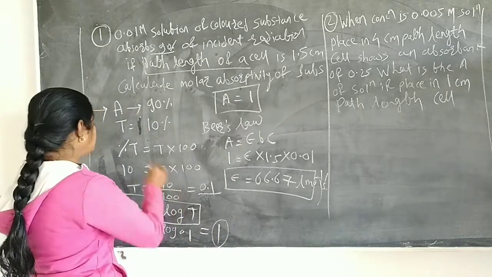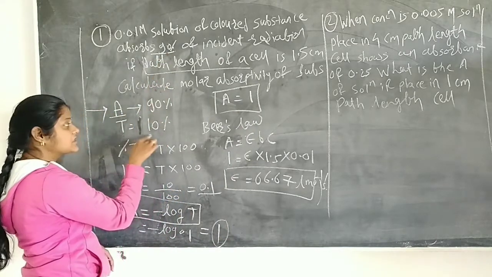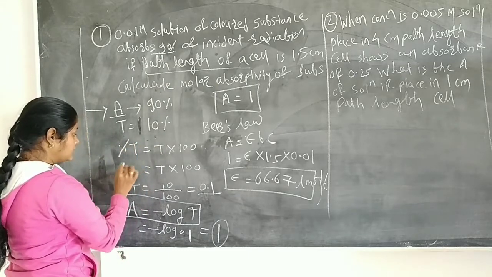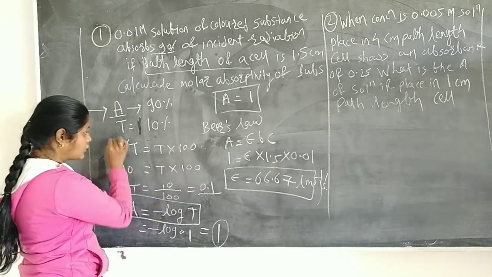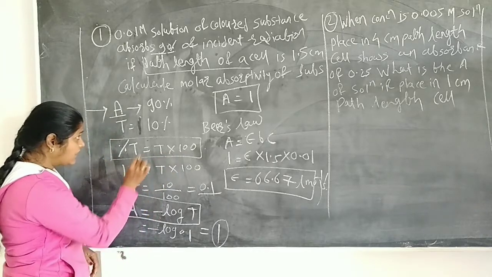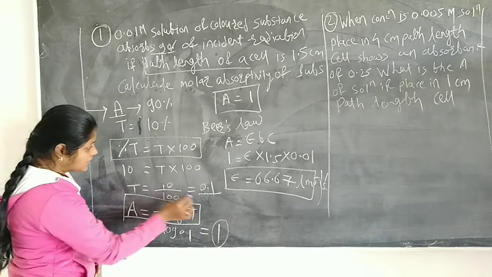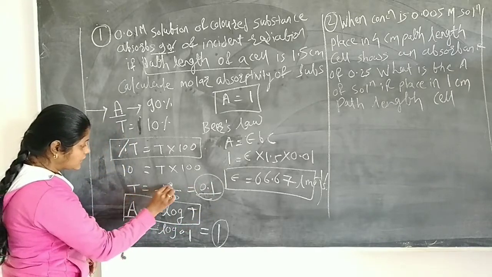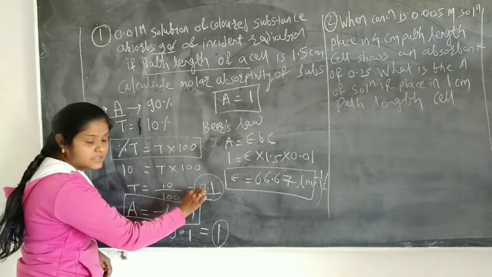For that purpose, what is the given term? Absorbance is near about 90%, then transmittance is 10%. Then we have to calculate the percent T. Percent T is 10. This is the formula used to calculate percent T or T: T is equal to percent T divided by 100. After putting the value of percent T, we get T is equal to 10 divided by 100, which is 0.1. So the transmittance is 0.1.